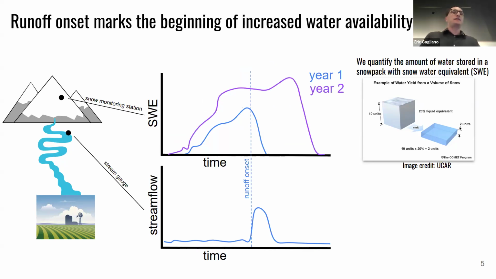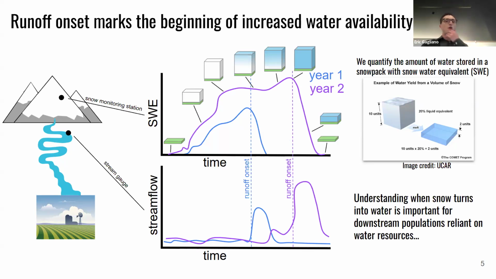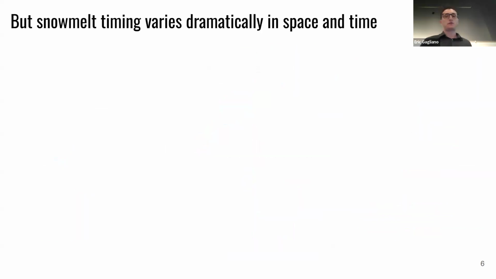And this can vary in different years. For example, this year we probably haven't gotten as much snow as we usually do. So this SWE curve and streamflow curve might look different, a little bit lower and shifted towards the left, melting earlier. So understanding this timing is critical for downstream water availability. That's what my work is going to be focused on and what I'll be talking about today.